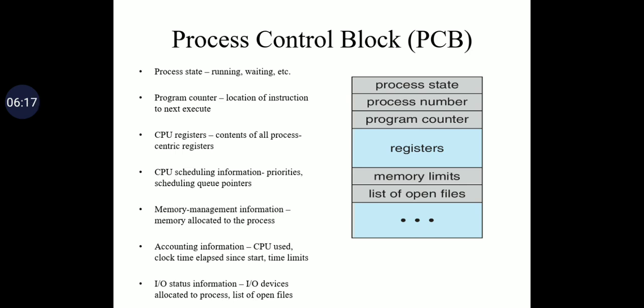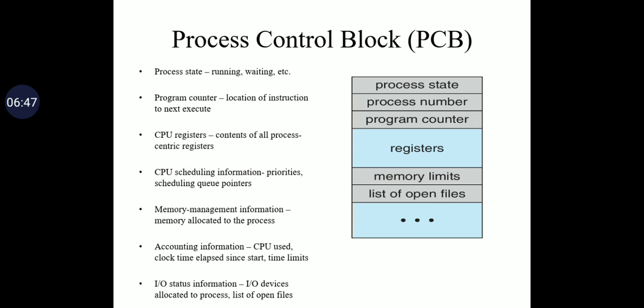Next we have CPU registers. Registers are inside the processor and are used for storing temporary data. That data will also be present in the PCB. Then CPU scheduling information, that is priorities and scheduling queue pointers. What is the priority of a process, whether it has higher or lower priority, for each and every process. That information is also recorded here.